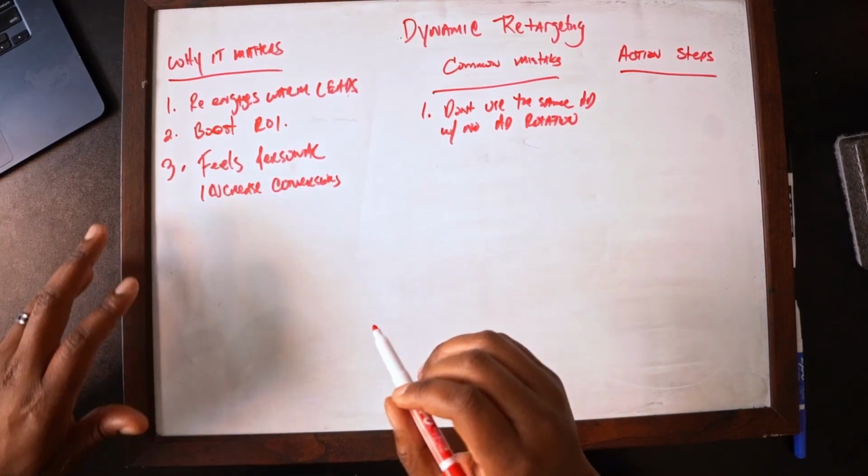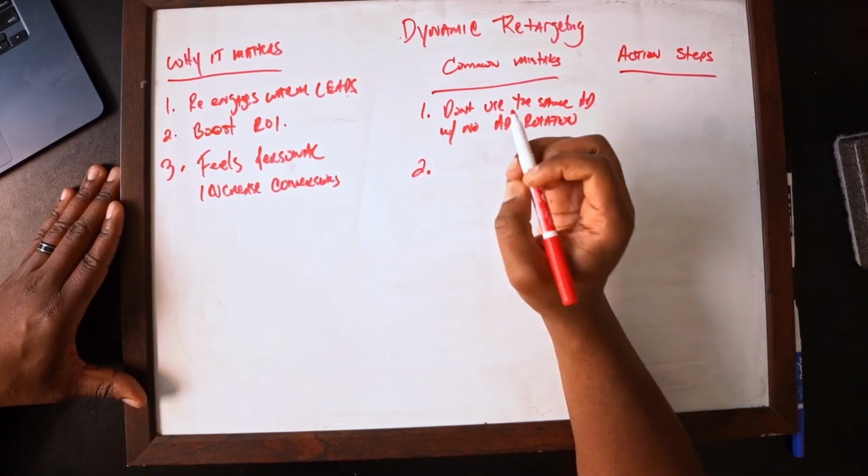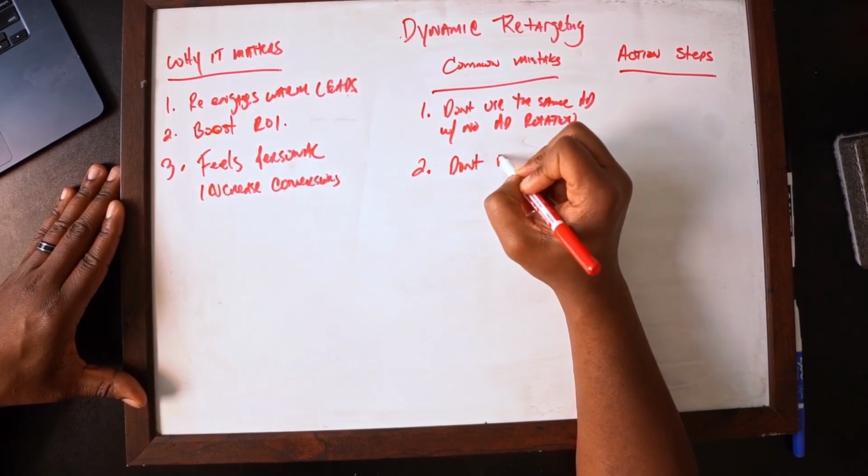Number 2, running the same bottom of funnel activity to everybody that clicked. Don't run.